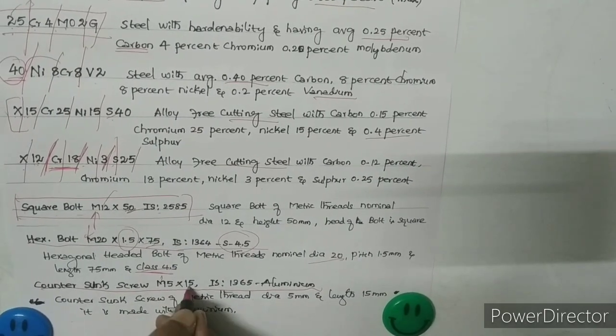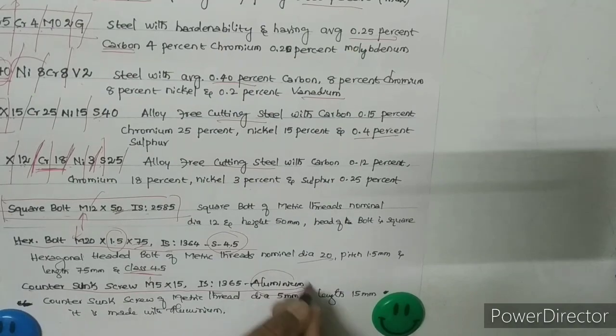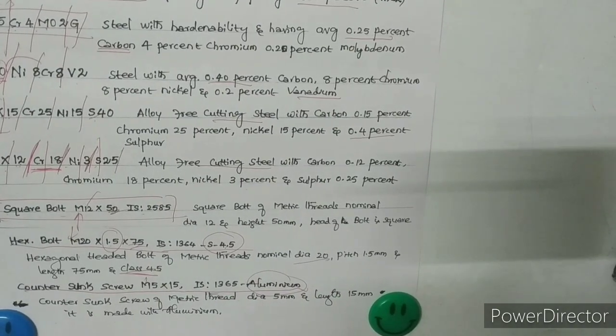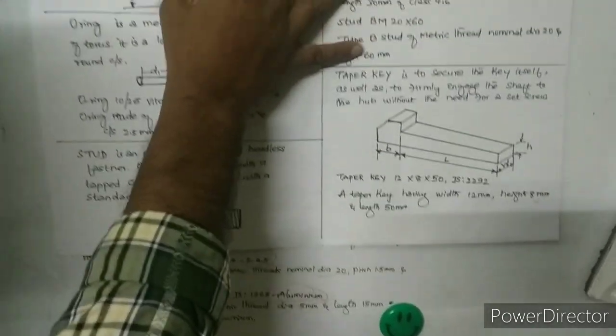Then countersink screw M5 15 aluminum. You should write countersink screw of M, metric thread of 5 mm nominal diameter, 15 mm length, and it is made up of aluminum. So next you may get like this.